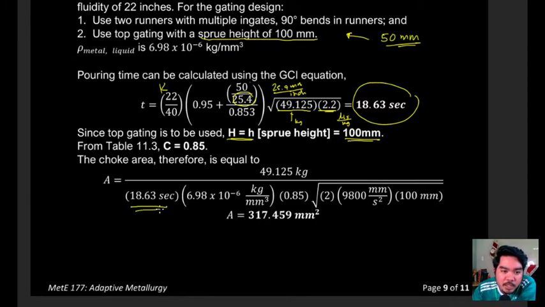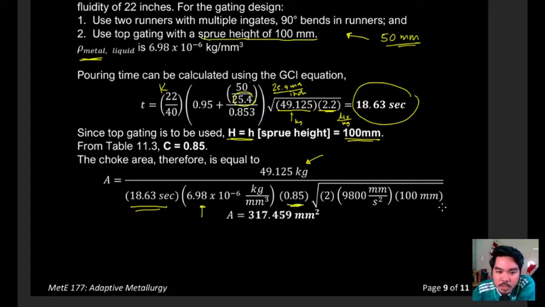So we have 18.63. Thus, this is the casting weight divided by the density. And again, we use the density of the liquid metal kasi again we are doing this, ito kasi is based on the flow rate equation, which entails na yung volume na pumapasok na metal is the volume of the liquid metal. Therefore, we should use the liquid metal density as opposed to the solid metal density. Okay? So we use 49.125 divided by 6.98. Tapos from there we multiply this by the coefficient factor 0.85.